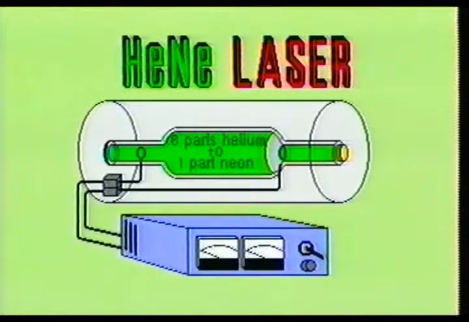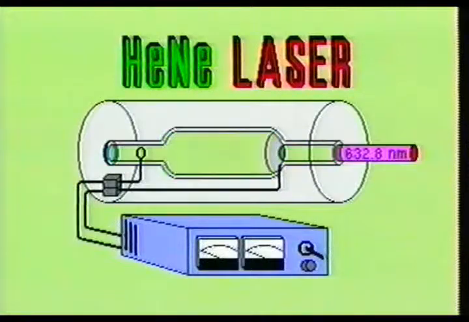The helium is the prominent gas in the HeNe device. There is typically 8 times more helium than neon in the vacuum tube laser device. The most common wavelength of the HeNe laser is 632.8 nanometer. The 632.8 nanometer wavelength produces a visible red light.